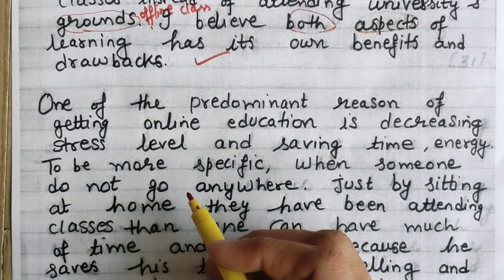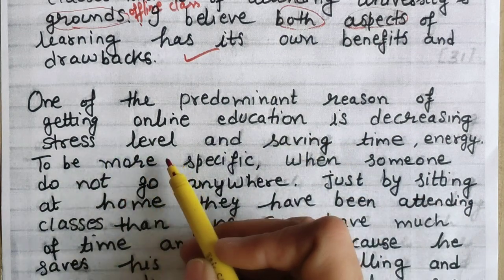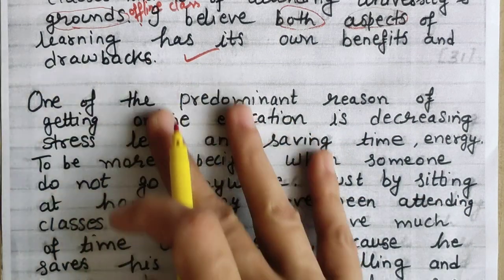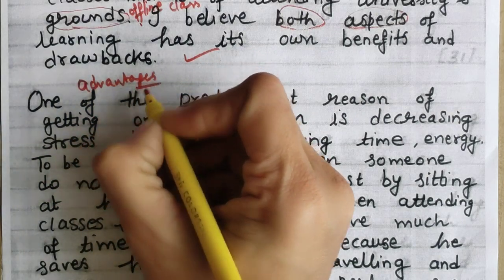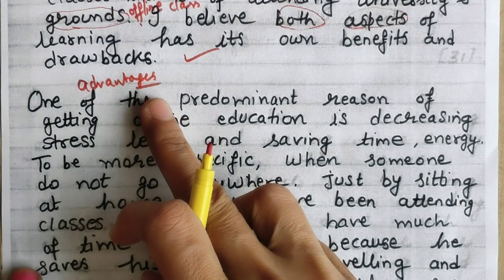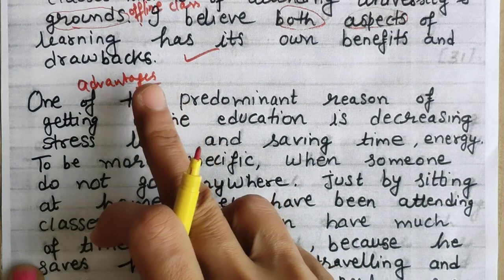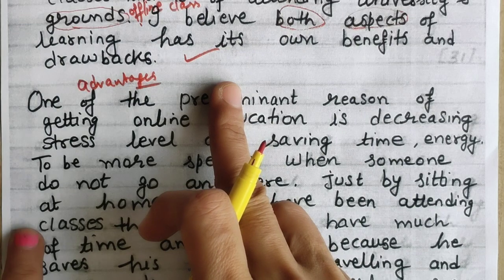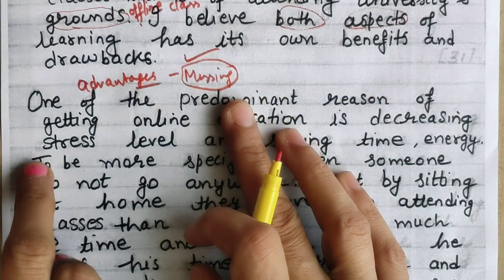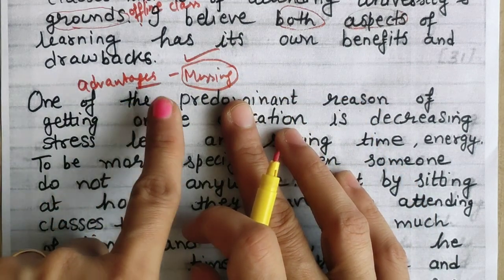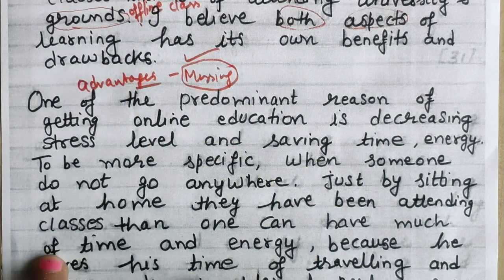Now let's begin with the first paragraph. One of the predominant reasons of getting online education is decreasing stress. So she has explained these advantages. At least she should have given some connector to begin with, like: let's look at the advantages, or let's begin with the advantages, with the benefits, with the merits of online studies. This line is missing. It is important to start with some connector, so that your reader will come to know that you are going to explain about advantages. This is missing in her first paragraph.